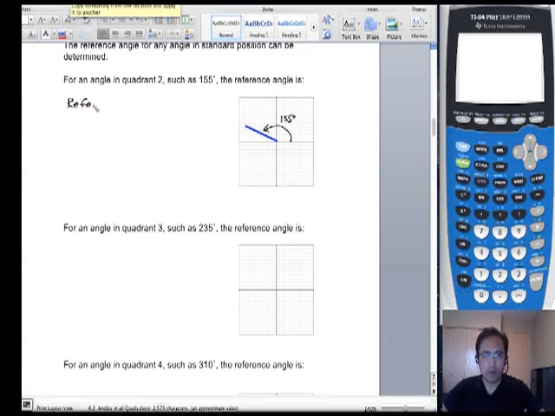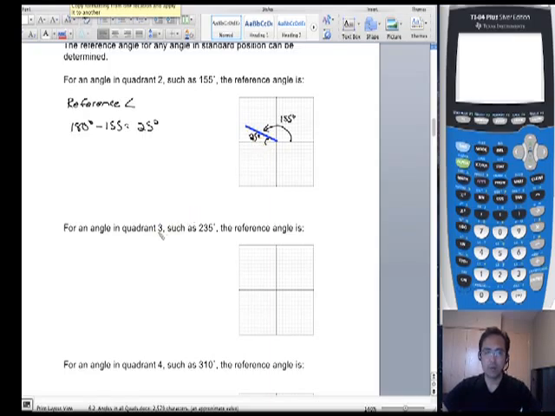So the reference angle, one way you can do it is the longhand. The reference angle is going to be equal to a half circle, 180 degrees, but we have to subtract the 155, so that means our reference angle is going to be equal to 25 degrees. So that's here at 25 degrees.